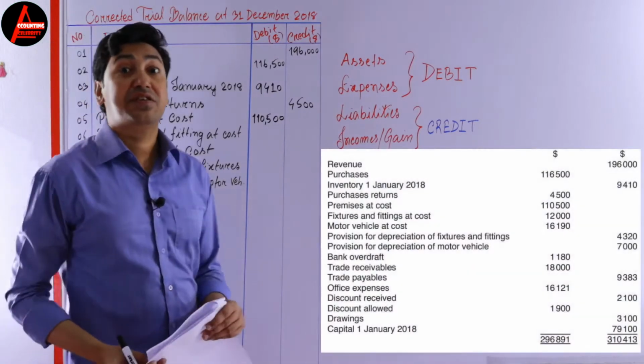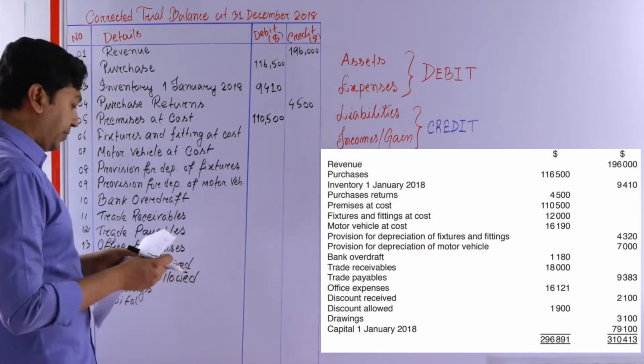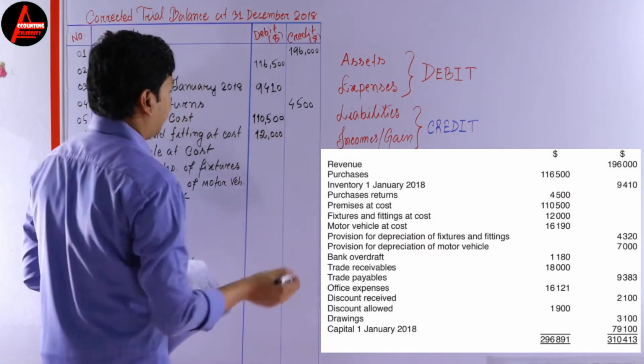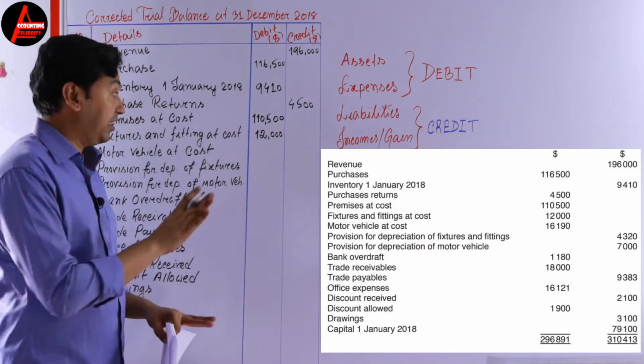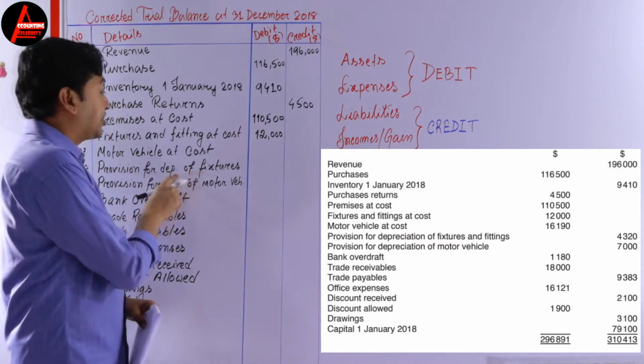Then fixtures and fittings. What is fixtures and fittings? You know it is an asset, yeah. So asset will be debited. The value is here 12,000. Okay, we wrote in the debit column. Okay, so next one is here motor vehicle. I'll show you motor vehicle later. It has adjustment.